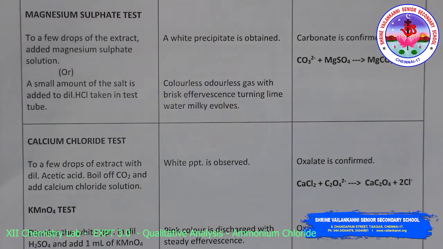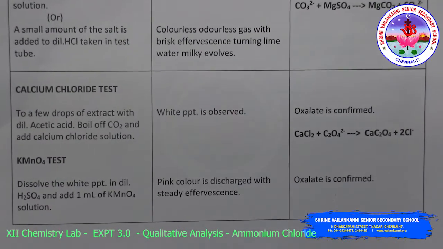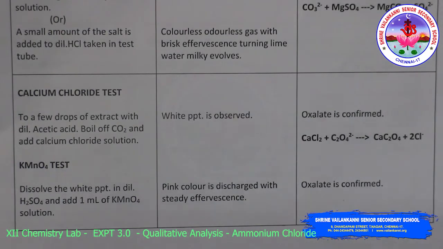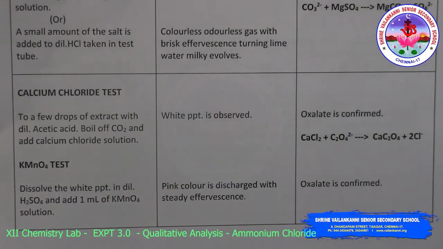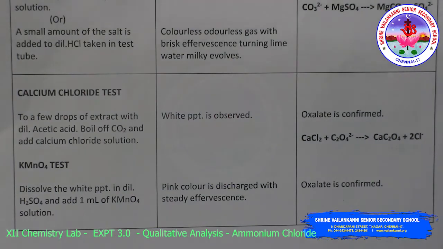Then calcium chloride test: a few drops of extract with dilute acetic acid, boil off the carbon dioxide gas and add calcium chloride solution, the white precipitate is observed. So that indicates oxalate is confirmed. Then potassium permanganate test: dissolve the substance, that is the white precipitate, in dilute sulfuric acid and add 1 ml of potassium permanganate solution. The pink color is discharged, which indicates oxalate is confirmed.